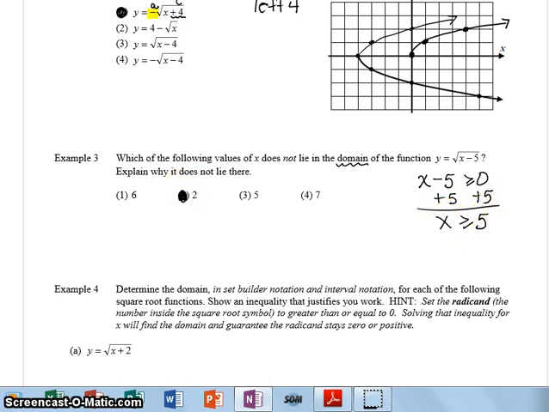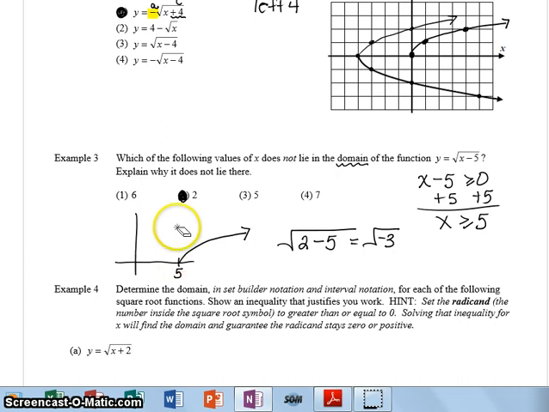It says explain why it does not lie there. Well, something easy to think about is if you were to substitute in a 2, you're going to get the square root of a -3, and that doesn't exist yet for us. Or think about that graph. If you shifted 5 to the right, there's your square root graph. The domain goes from 5 and bigger, so 2 does not fall in it.